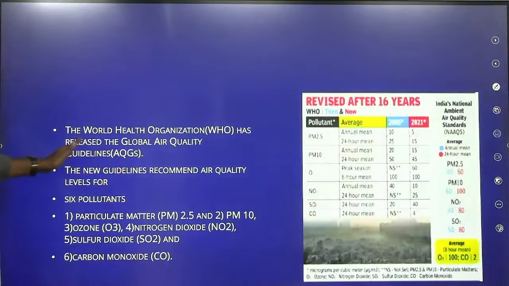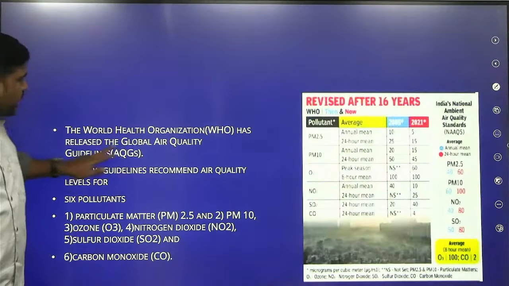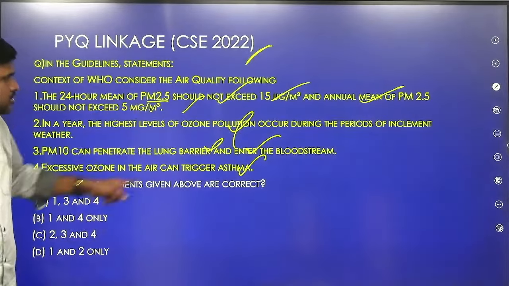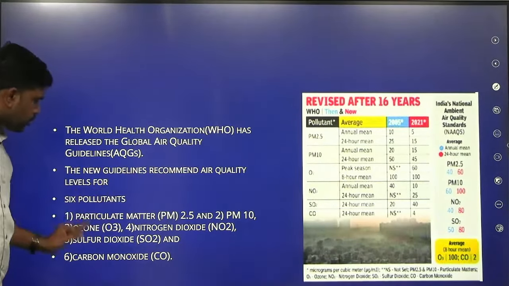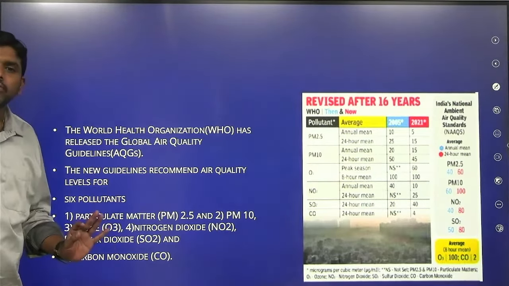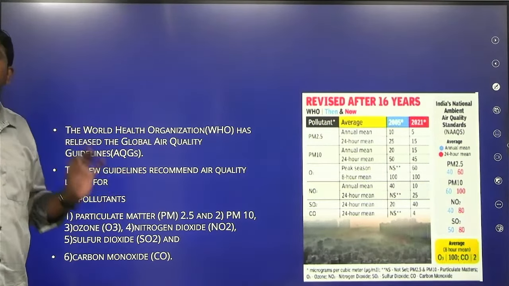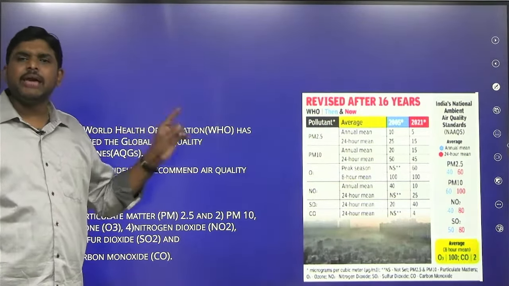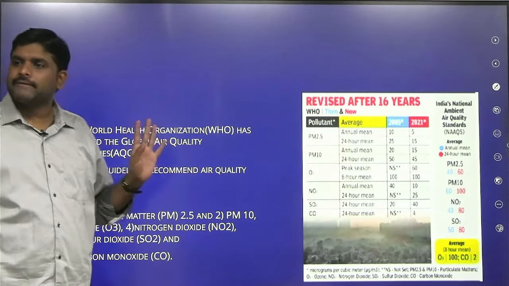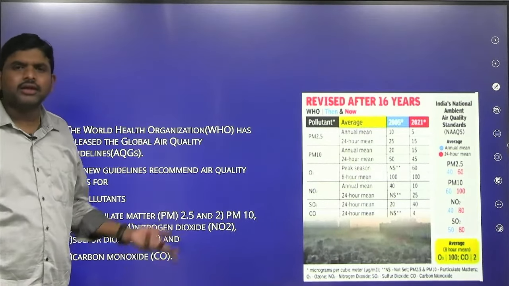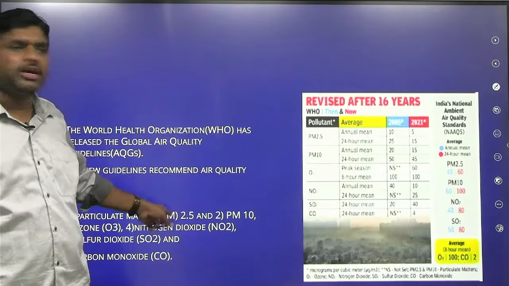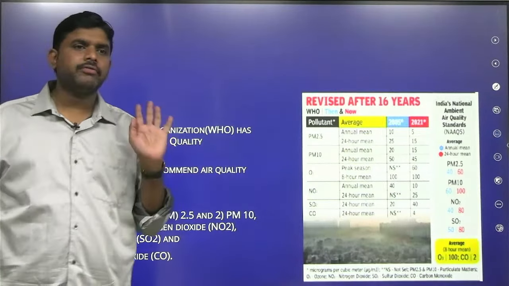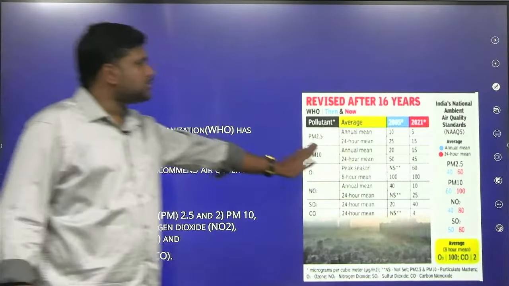For example, the World Health Organization has released global air quality guidelines. The new guidelines recommend air quality levels for 6 pollutants. What are the 6 pollutants? Particulate matter 2.5, particulate matter 10, ozone, nitrogen dioxide, sulfur dioxide, carbon monoxide. So, under the WHO Global Air Quality Guidelines, how many pollutants are there? 6. Under NAAQS, how many are there? 12. Under NCAP, I am focusing mainly on what? 2, PM10 and PM2.5. Are you getting my point? Just remember, NAAQS has 12, WHO Global Air Quality Guidelines has 6, and NCAP's highest focus is on PM10 and PM2.5.